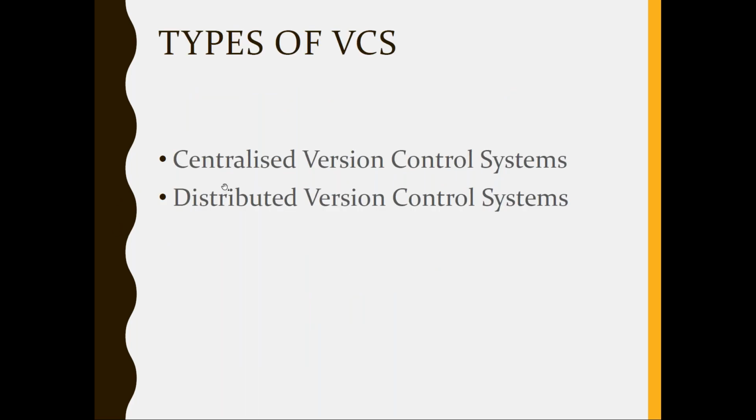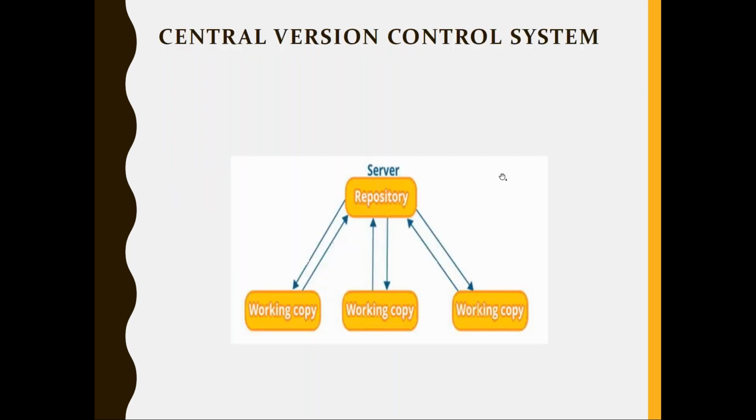There were different types of version control systems. They were categorized based on the architecture, as centralized version control systems and distributed version control systems. Let's talk about the centralized version control system. See here. Depending on the architecture, this classification was made.